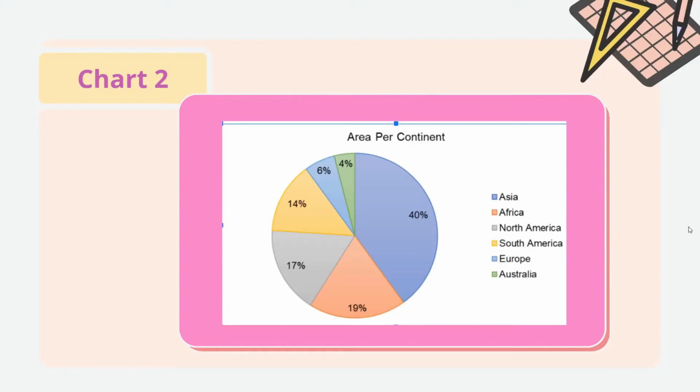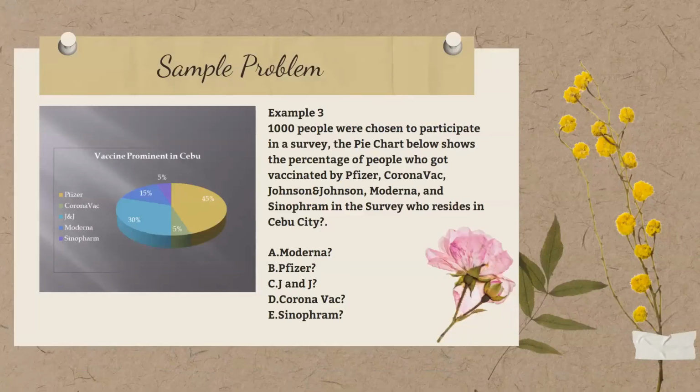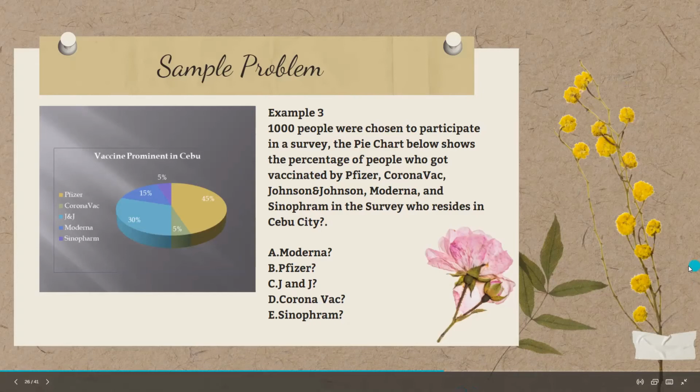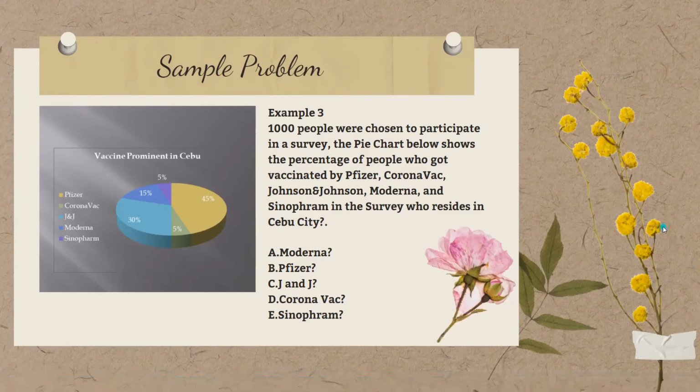Next slide, please. Example number 3. 1,000 people were chosen to participate in a survey. The pie chart below shows the percentage of people who got vaccinated by Pfizer, CoronaVac, Johnson & Johnson, Moderna, and Sinopharm in a survey of people who reside in Cebu City. The questions are: how many got Moderna, Pfizer, Johnson & Johnson, and which got CoronaVac and Sinopharm? Next slide, please.